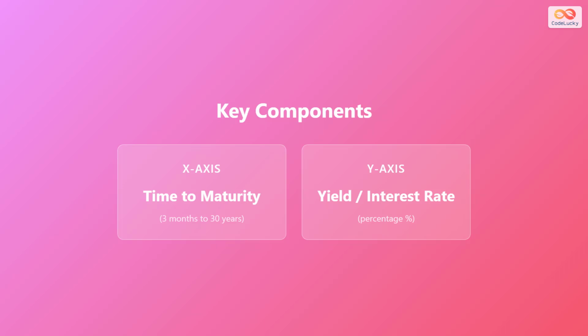Every yield curve has two key components. The horizontal axis, or x-axis, represents time to maturity, ranging from short-term bonds of just 3 months to long-term bonds extending up to 30 years. The vertical axis, or y-axis, displays the yield or interest rate, expressed as a percentage. By plotting various bonds with different maturity periods on this graph, the yield curve takes shape, revealing the current interest rate environment across the entire maturity spectrum.